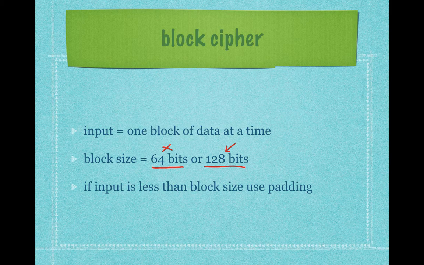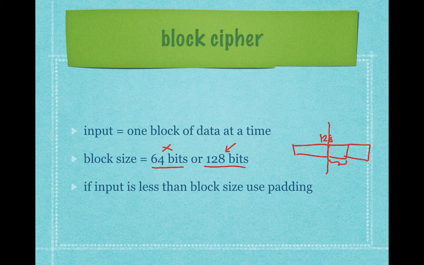Now you will have another question. What if my data doesn't exactly end at a 128-bit boundary? Let's say I have a few more bytes. In those cases, you have to add padding so that the data becomes a multiple of 128 bits. So if your input size is less than 128 bits, you have to use padding. All those things we will see later.